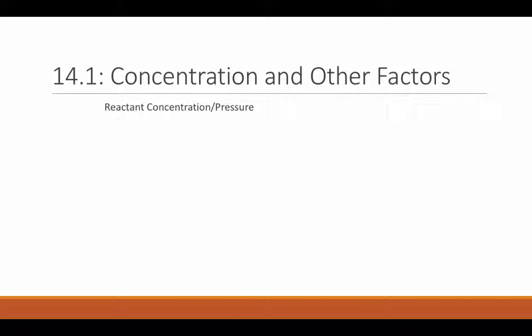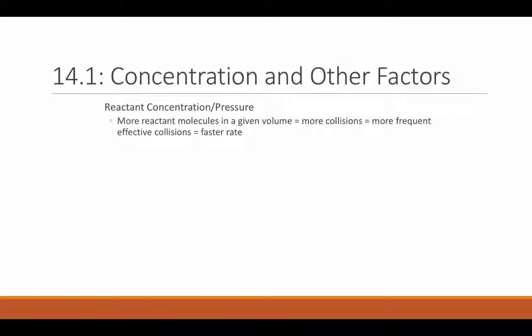Now let's consider concentration. If we have more reactant molecules in a given volume, we'll obviously have more collisions. If we have more collisions, chances are more of those collisions will be effective. Therefore, this will increase the rate of our reaction. You can draw an analogy to playing the lottery. If you play the lottery once, you don't have a very good chance of winning. But if you play the lottery, say, 50 times, you have a much better chance of winning. Therefore, if we have more collisions, we have a better chance of having an effective collision.